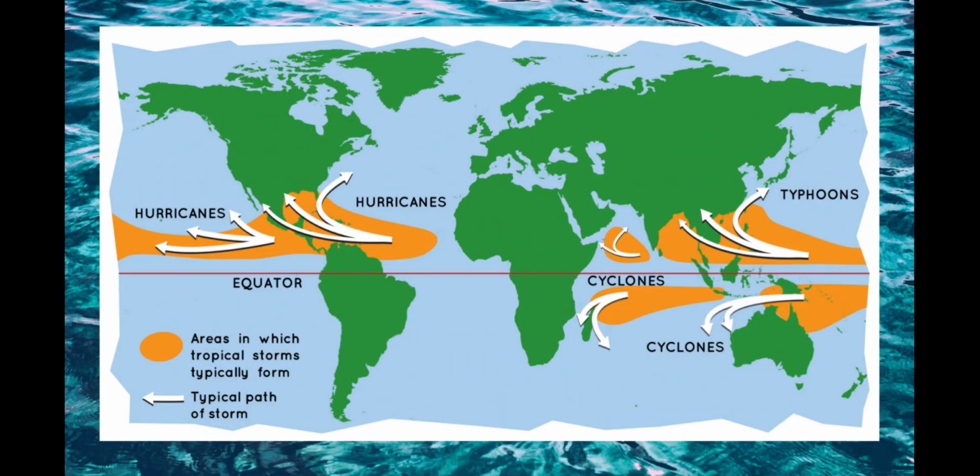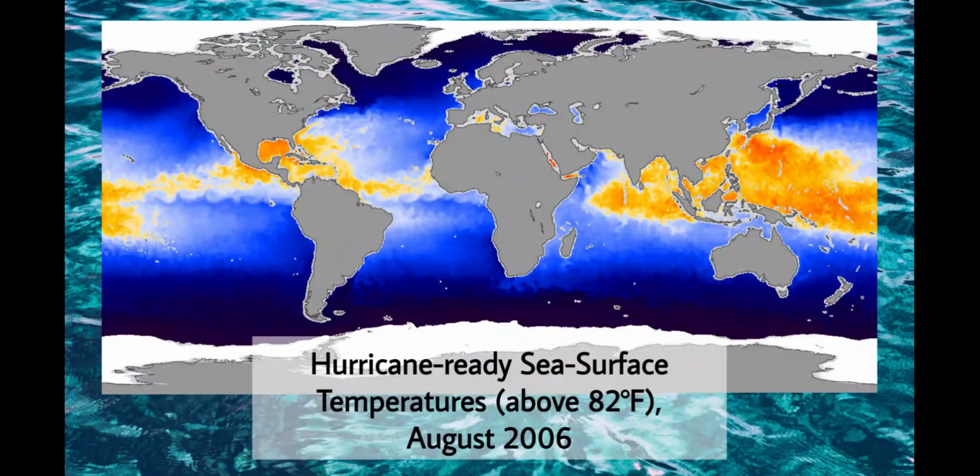And if you notice, it's the same locations on this map where it's showing where typical tropical storms form. And sometimes they're called hurricanes, depending on the location. It's called a hurricane, a cyclone, or a typhoon. But it all goes back to the sea surface temperatures and how oceans impact our weather.